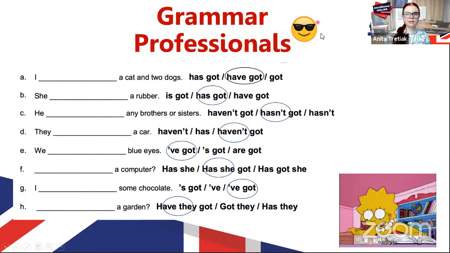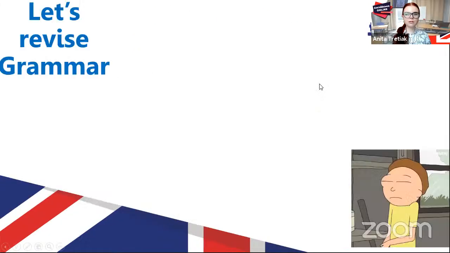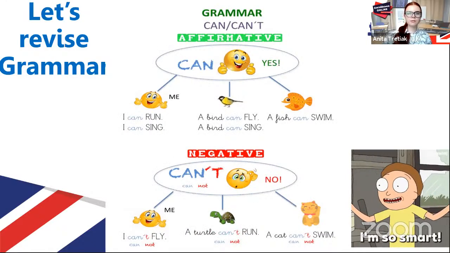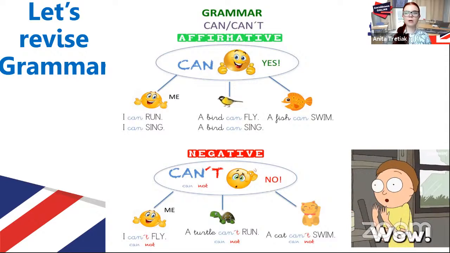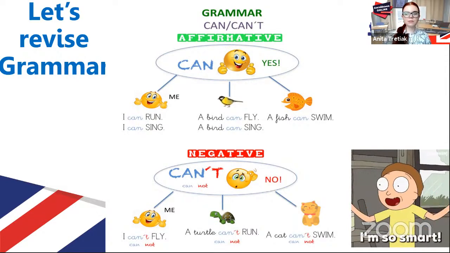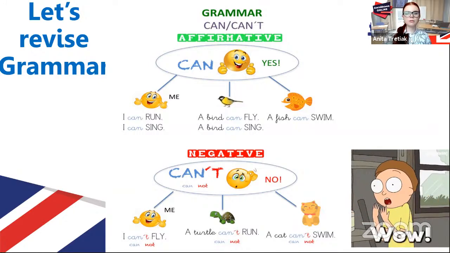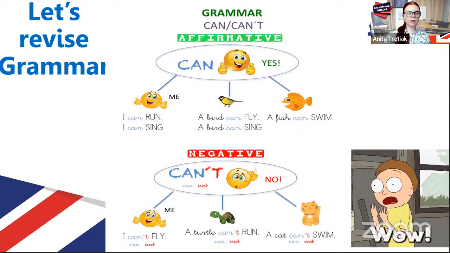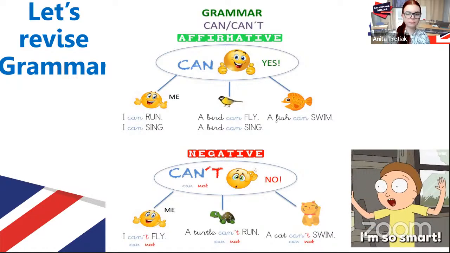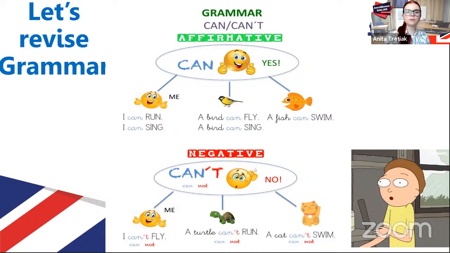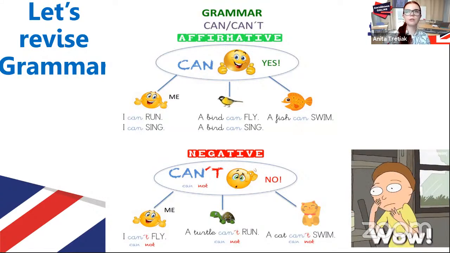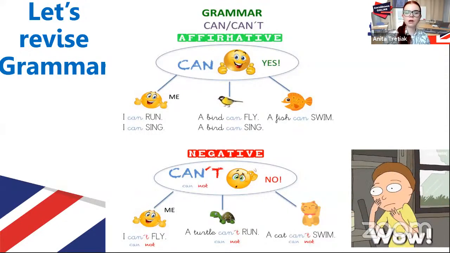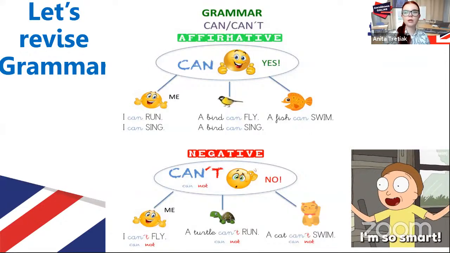Okay, then, time to move on to the next part of the grammar. And this is the word can, but in affirmative and negative form. So when do we use the word can? The word can is a modal verb that is used to talk about our abilities and also our skills. What does it mean? If you do something, you can say that you can do something. I can. And abilities, what about abilities? I can run, I can sing, I can jump, and so on.